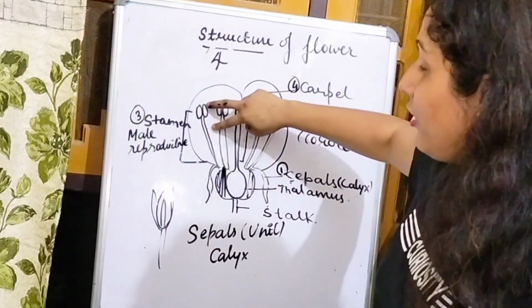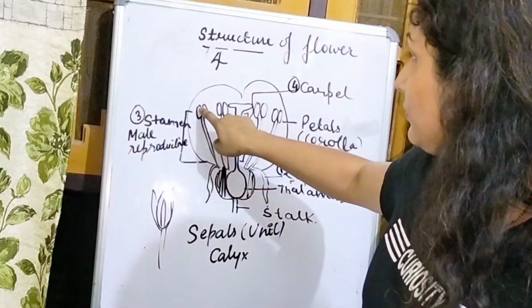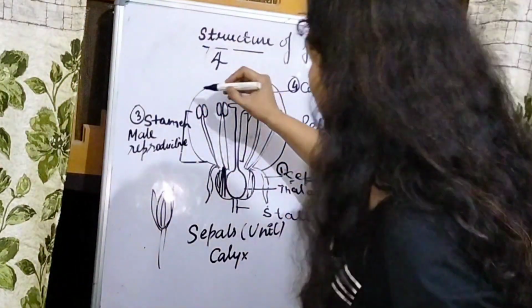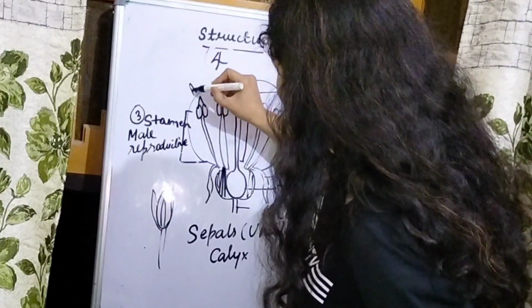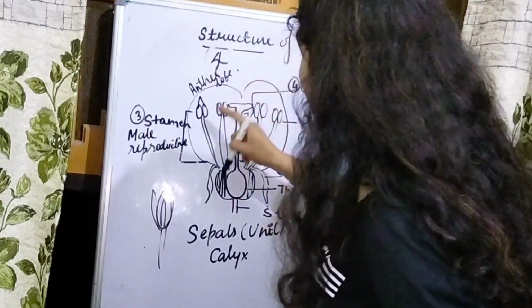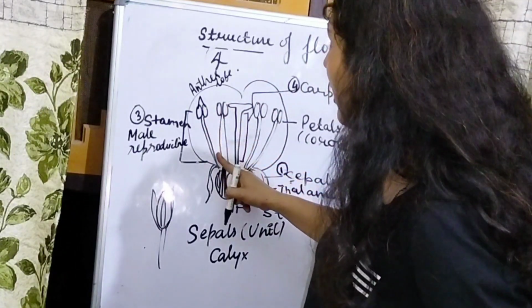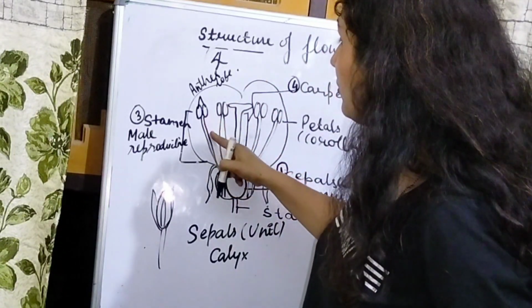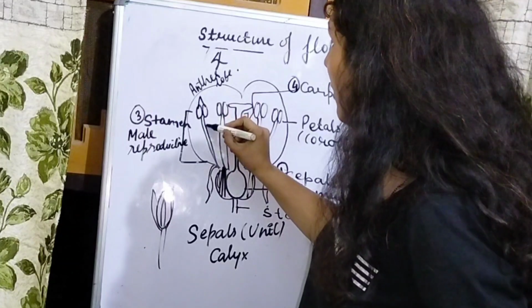This stamen is divided into two parts. These are called the anther lobe, and this stalk-like portion is called the filament.